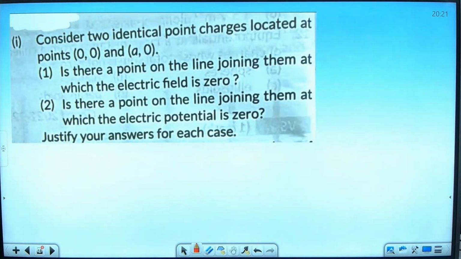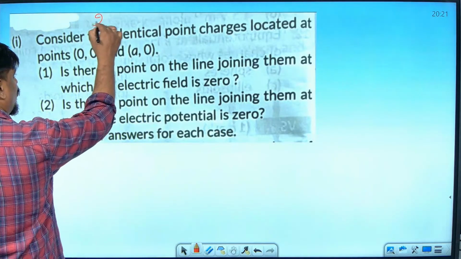Take another question. Fast. Consider two identical point charges located at 0, 0 and A, 0. Is there a point on the line joining them at which the electric field is 0? Good question. Two-mark question it was. In the board examination, 2-mark question.